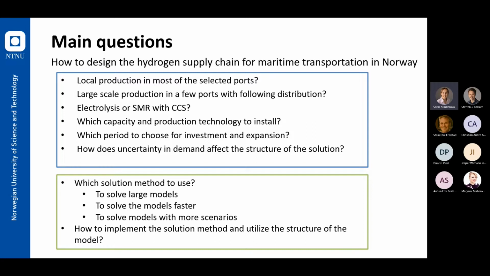large quantities. We also take an assumption in our first two papers, a simplification where we assume that we can install steam methane reforming at all locations. And then we also have to decide which period to choose for investment and expansion. And finally, it will be mostly part of our future work: how does uncertainty in demand affect the structure of the solution?